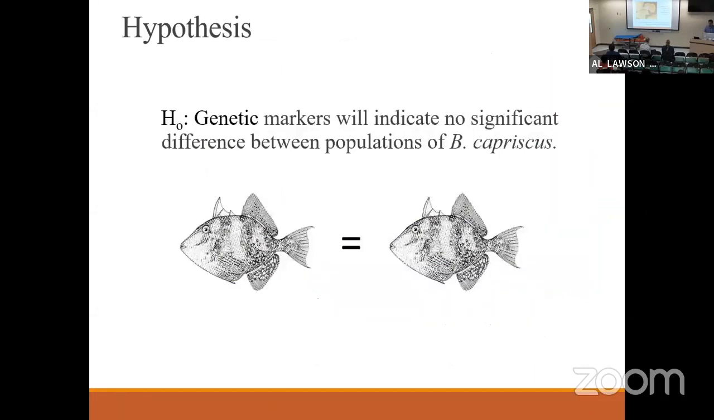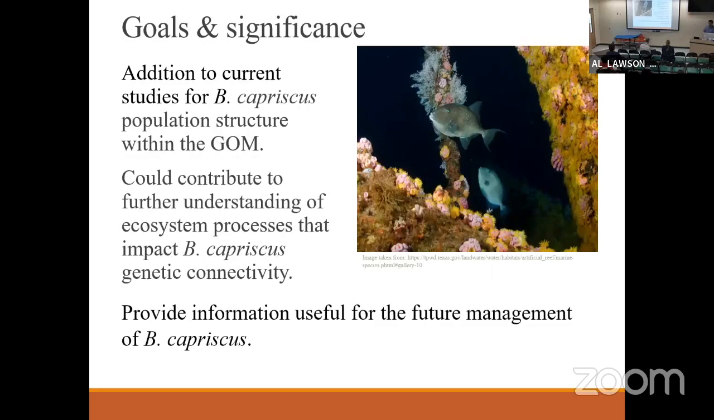So our hypothesis at the moment is that genetic markers will indicate no significant difference between populations of capriscus. That's based on the research that's been presented so far, as well as previous research into the study. Goal and significance: we will be adding to current studies of the capriscus population structure within the Gulf of Mexico. It could contribute to further understanding of the ecosystem processes and the impact of capriscus genetic connectivity, and provide information useful for future management.